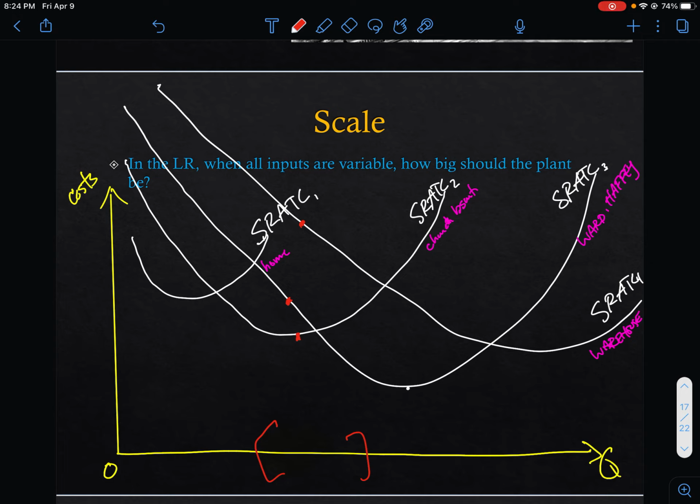So if, on the other hand, I thought I were going to be producing out in this range out here, then the one that gives me the lowest cost is right here. That's the Ward Haffey size. So let me get rid of a few of these marks.